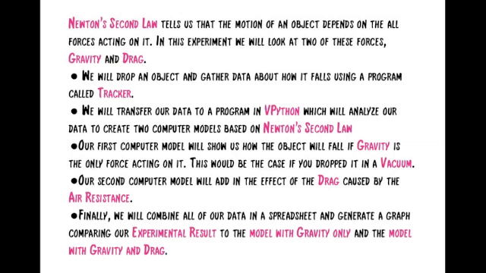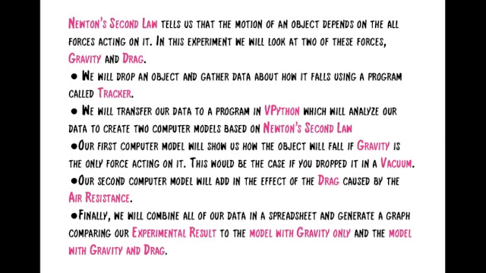We will transfer our data to a program in VPython, which will analyze our data to create two computer models based on Newton's second law. Our first computer model will show us how the object would fall if gravity is the only force acting on it. This would be the case if you dropped it in a vacuum. Our second computer model will add in the effect of the drag caused by air resistance.